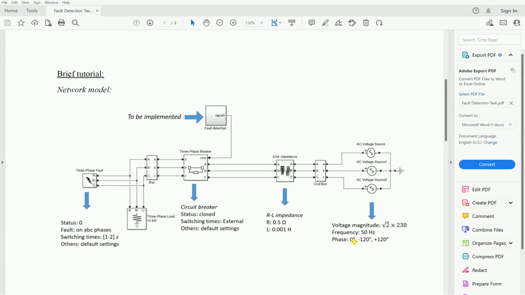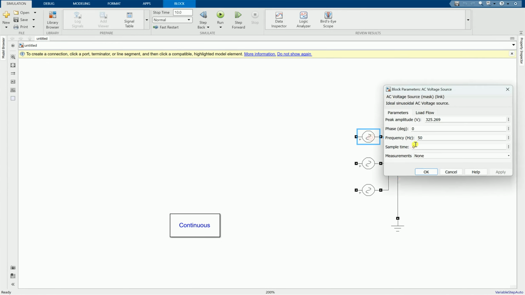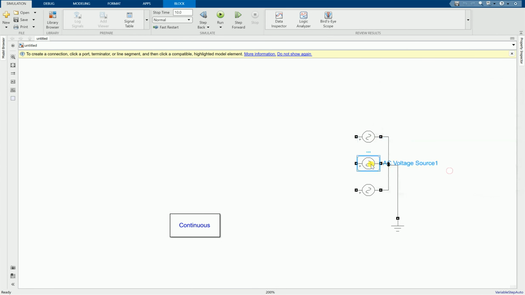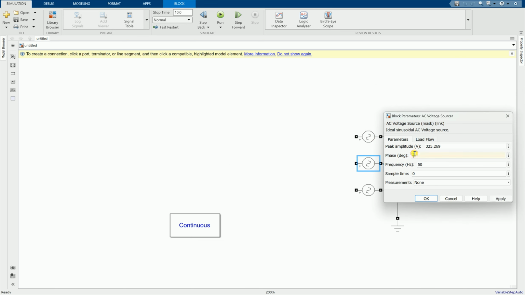Now we need the phase shift, 0, minus 120, plus 120, which is the three-phase A, B, C. So here the phase will be 0 degrees. The second one, negative 120 degrees.